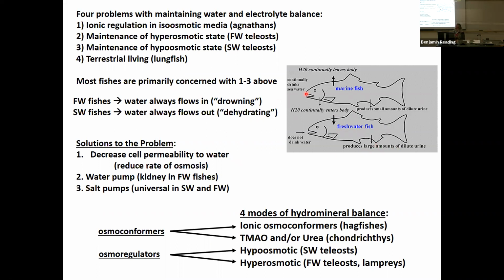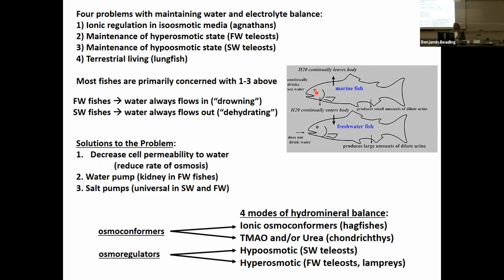And then also let's create salt pumps. Both freshwater and saltwater fishes do this. The salt pumps are located in the gills. And the only difference here is that because they're facing two different osmoregulatory challenges that are equal and opposite in direction, the pumps basically operate in a different direction. Freshwater fish pump salt in, saltwater fish pump salt out. So that's what they do.